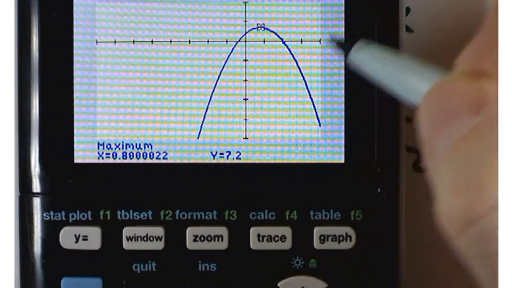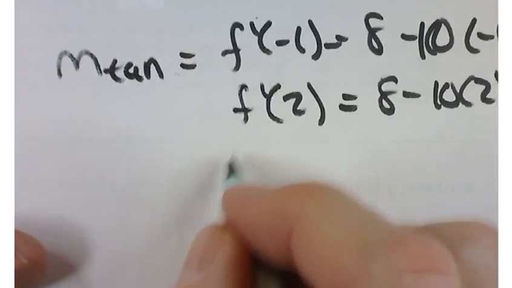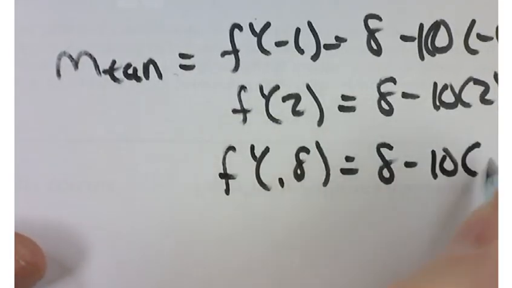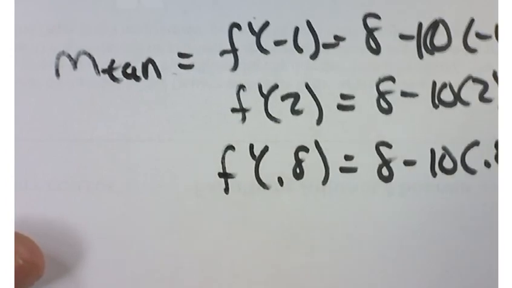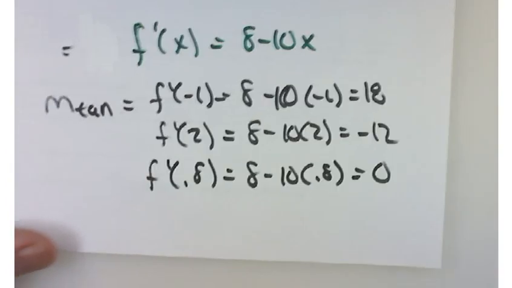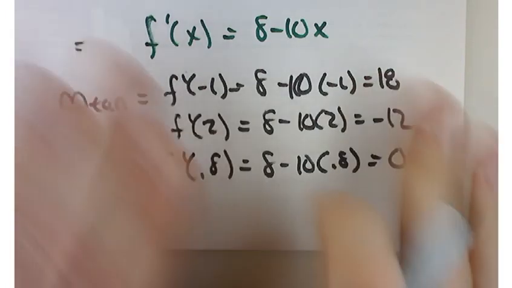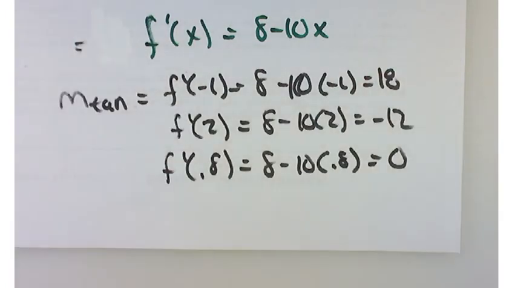So that's nice. Let's check it out here. If I put in f prime of 0.8, it'd be 8 minus 10 times 0.8, and bam, I get 0. Cool. So that's a maximum point. So that's nice that we can find those things with our derivative. Now, that's a little bit ahead of us, but you know, like any good storyteller, you do a little foreshadowing, right?